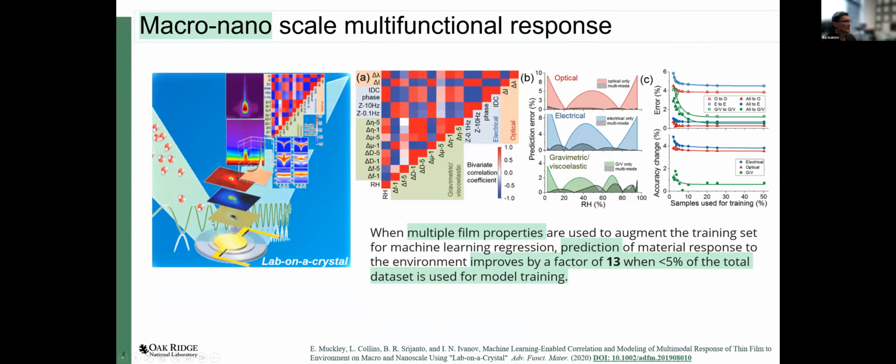And we show that this structure could be used to look not only at multifunctionality, but also through different scales to probe material response on the macro and nanoscale. And indeed, multidimensionality as well as multifunctionality brings tremendous improvements in the prediction of materials response. For instance, if we take only 5% of the total data set for the multifunctional response, we can improve the prediction by a factor of 13. So we're moving forward with this lab on a crystal concept.